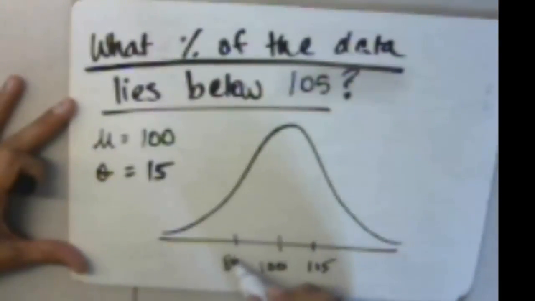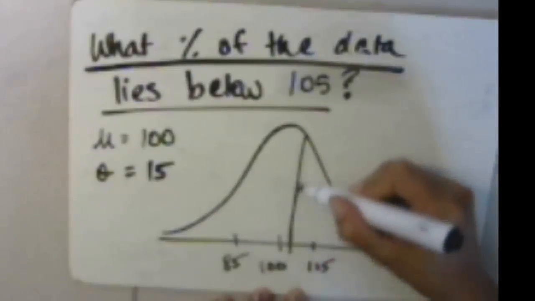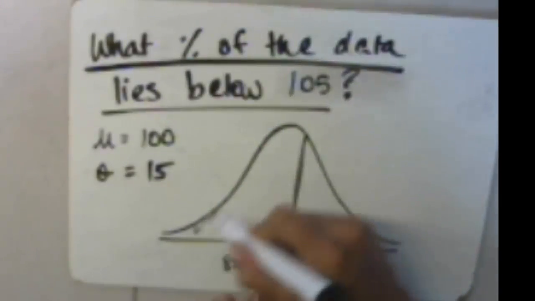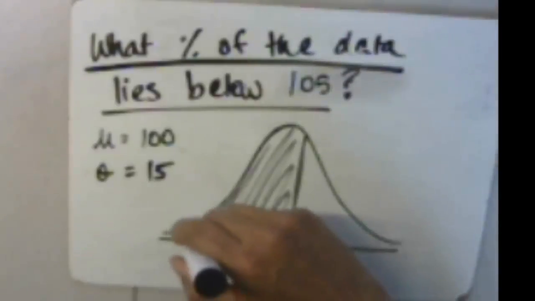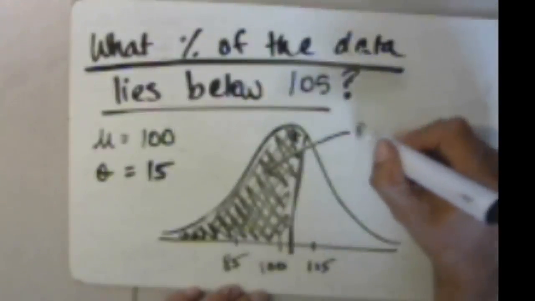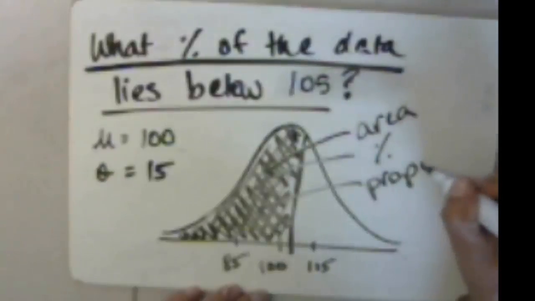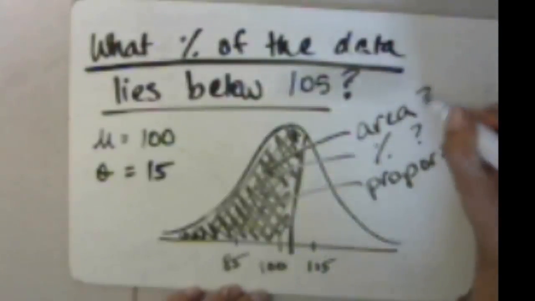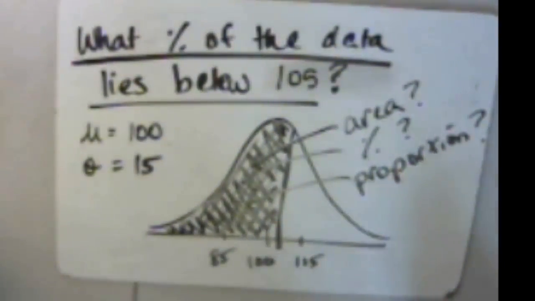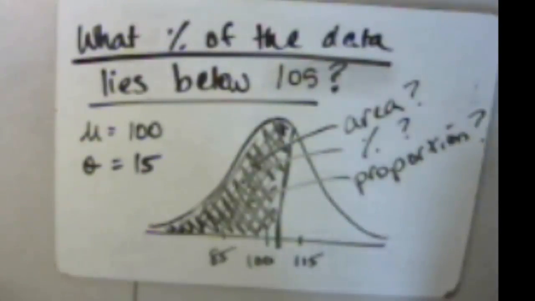We have one standard deviation away from the mean here, the mean's in the middle. 105 is somewhere right here in between 0 and 1 standard deviations from the mean. So we're looking for what percent, or what's the probability of randomly selecting a data point and having it be below 105. What's that area, or what's that percent, or what's that proportion? By the way, that's all asking the same thing. And there are a couple of ways to do this. In the homework, it tells you either use a table or use technology.